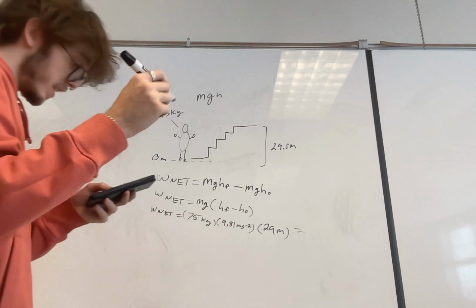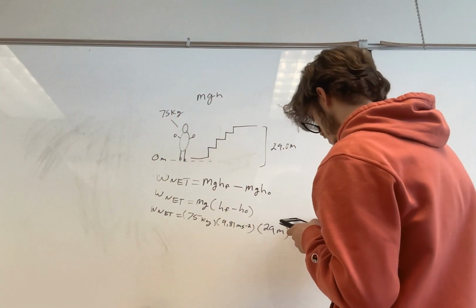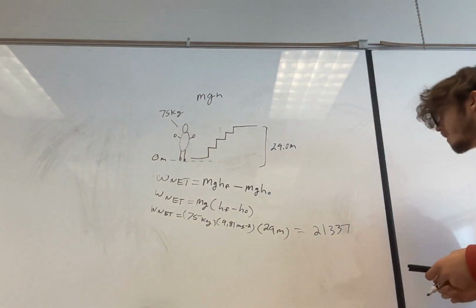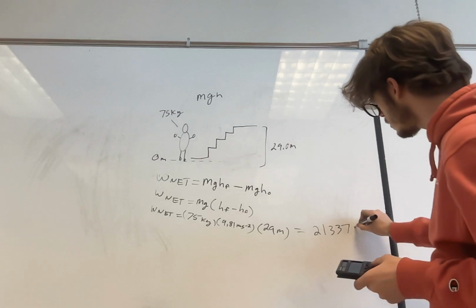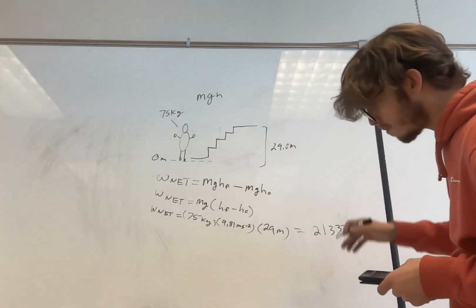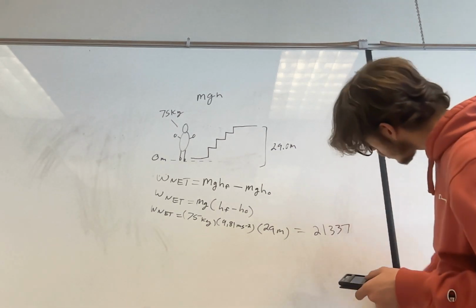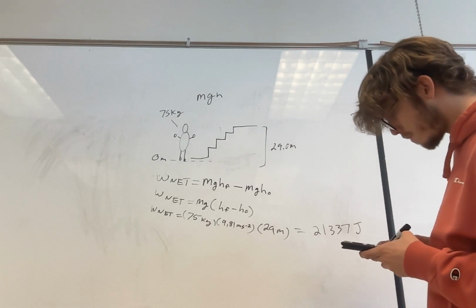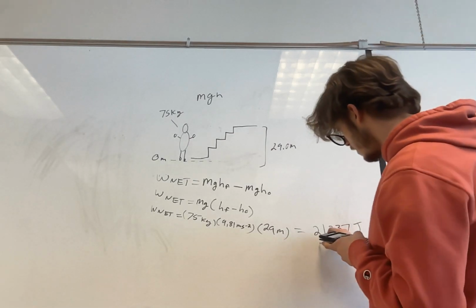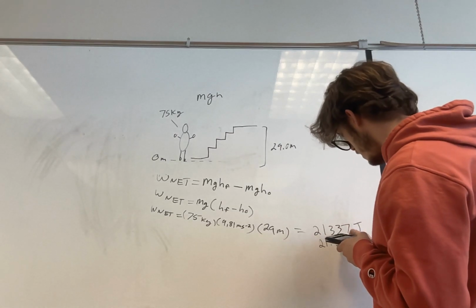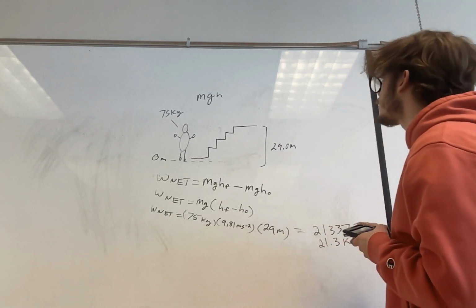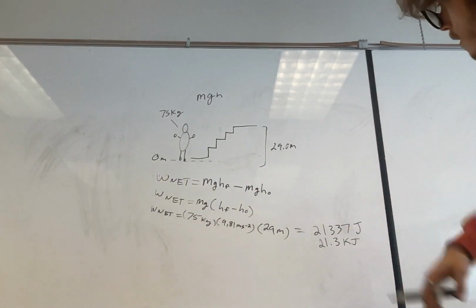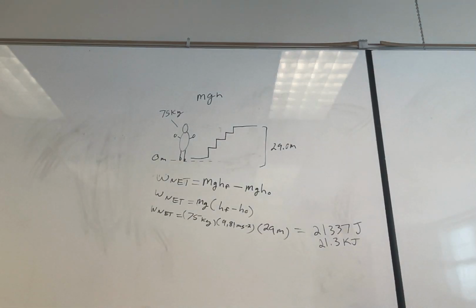918 times 29. We get, he needs to do this much work. 21,337 Newton meters. We know a Newton meter is a joule, so we could actually get rid of Newton meter and put it in joules. Or we could actually divide this by 1,000 and see that this is 21.3 kilojoules. And for this problem, we're given 3 sig figs. Sorry about the mass. Assume that that was 3 sig figs as well. But we get 21.3 kilojoules for the firefighter.